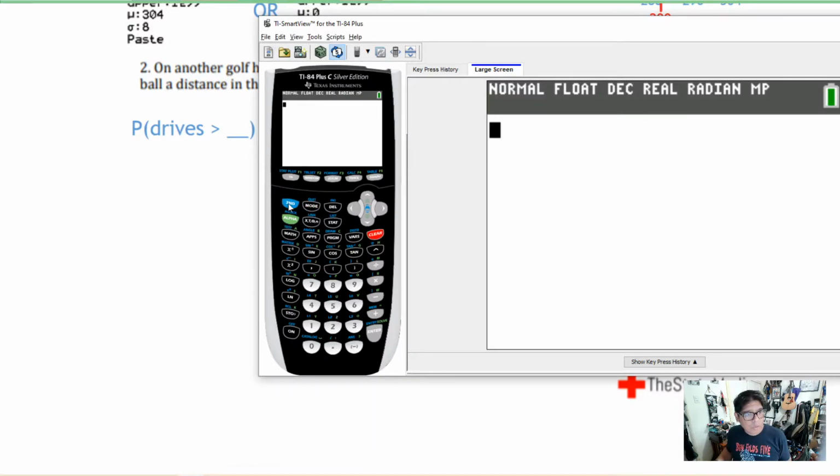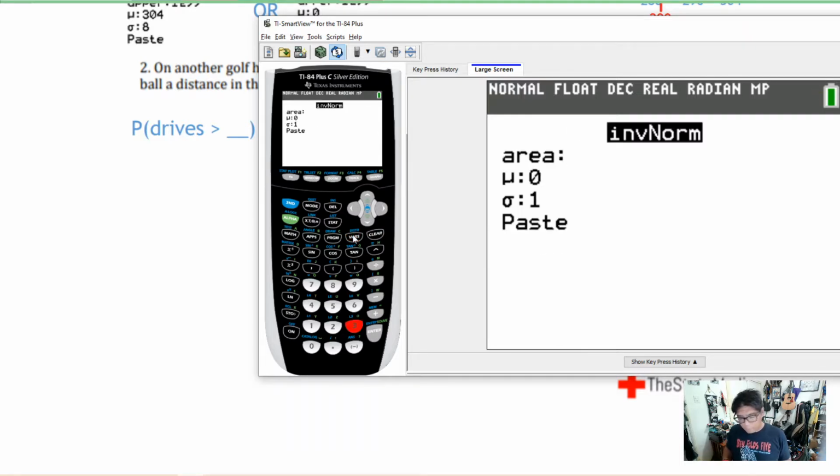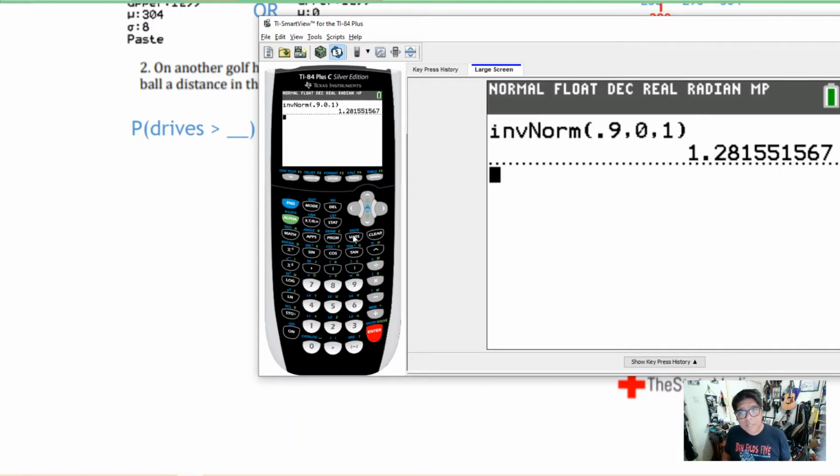Always do it from the home screen. And we want the area to be 0.9 because the area on the left, you have to put in as a percentile rank. So the area on the left is 0.9. Mean is 0. Standard deviation is 1. So that gives me a z-score of 1.282.